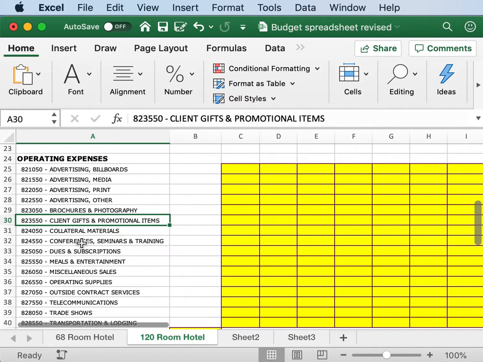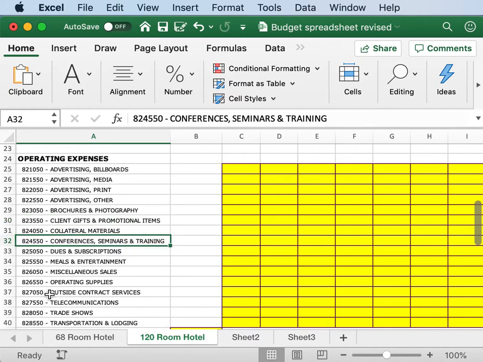Down here we have conferences, seminars, and training. So these are conferences, seminars, and training that the salesperson is attending in order to sharpen their skills and become a better salesperson, or become more qualified to work in their role. So this might happen when a new salesperson is hired. This could be the training that they're attending. It could be conferences that are being held by their brand that the salesperson or the director of sales attends on either an annual or a biannual basis.